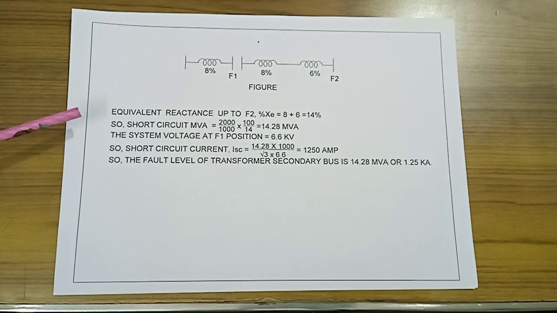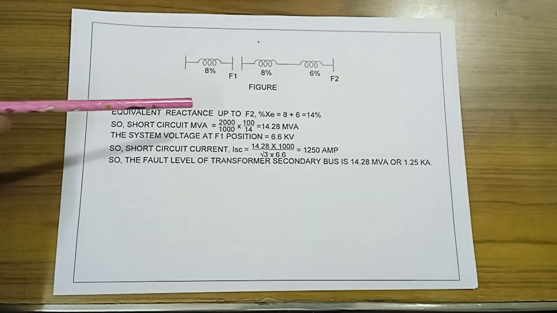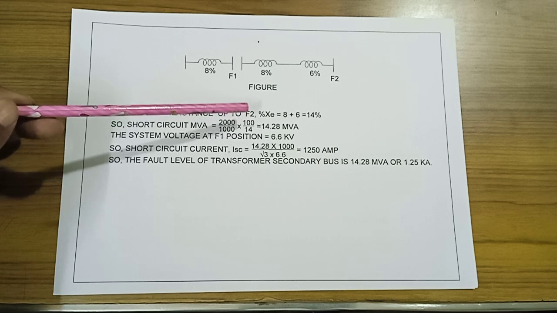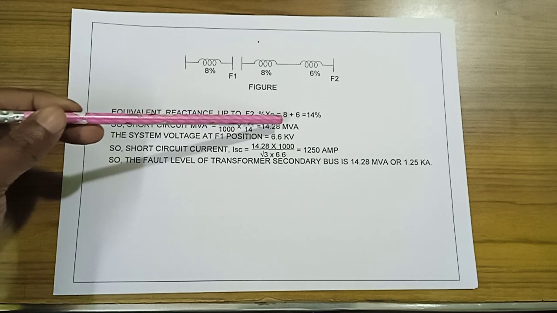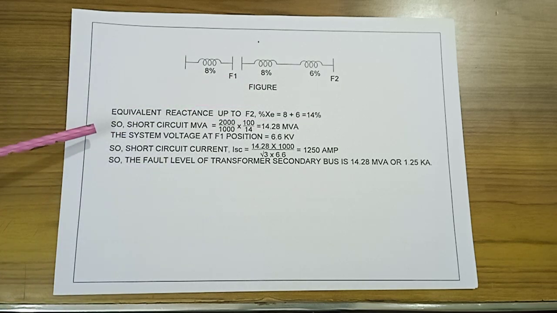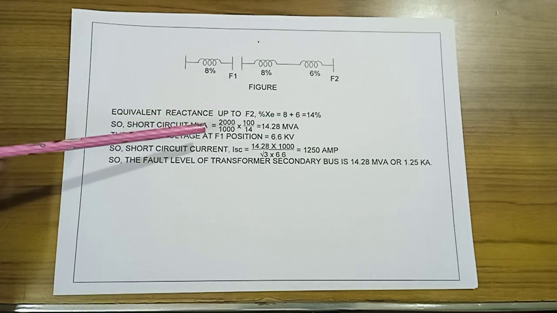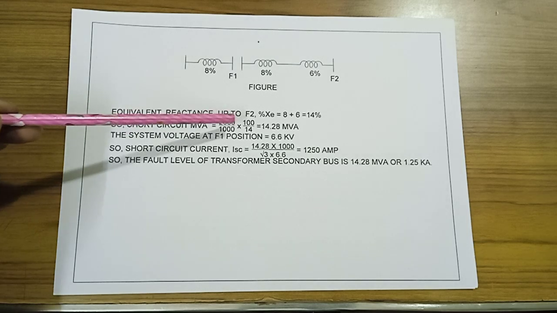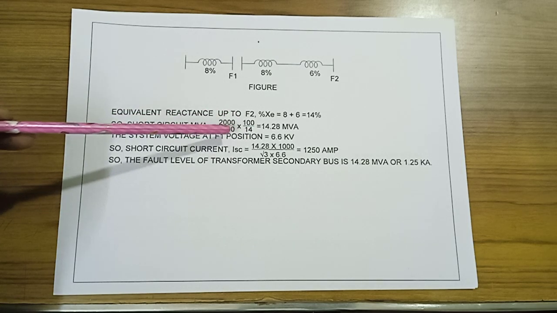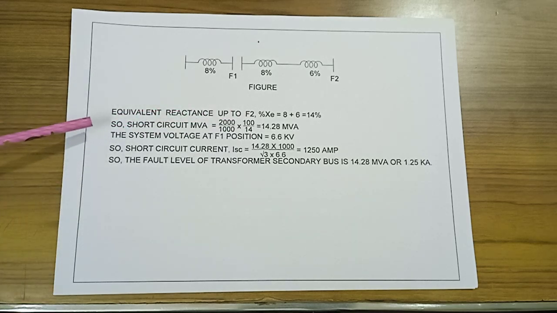Equivalent reactance up to F2, percentage XC is equal to 8 plus 6, 14%. So the short circuit MVA is 2000 by 1000 into 100 by 14, equal to 14.28 MVA.